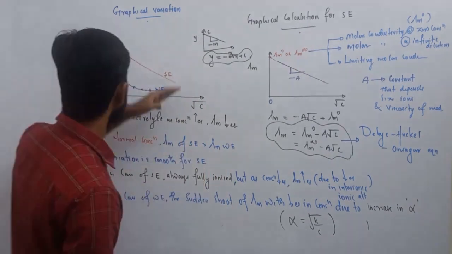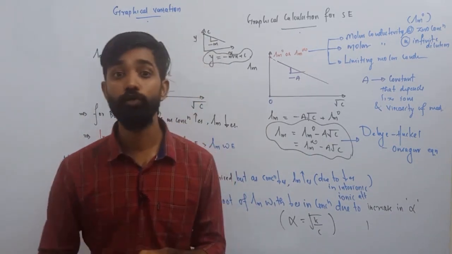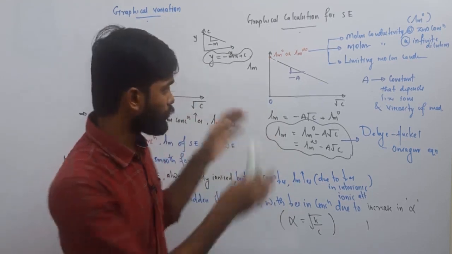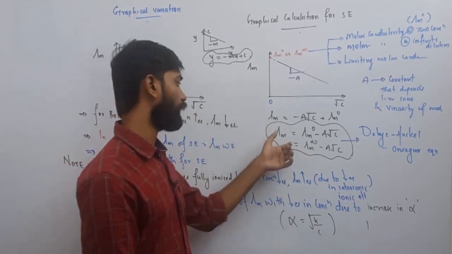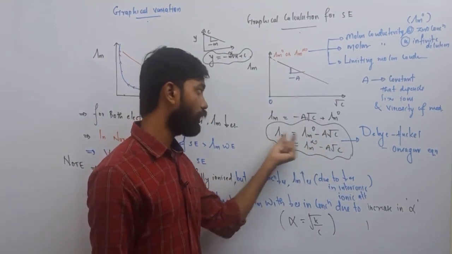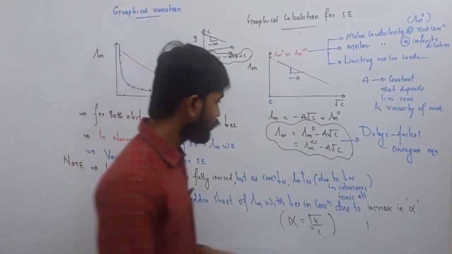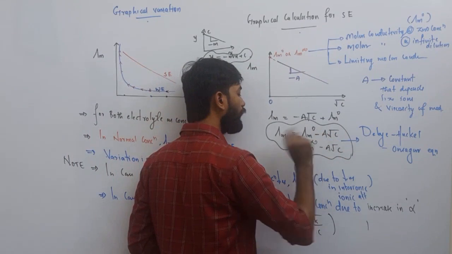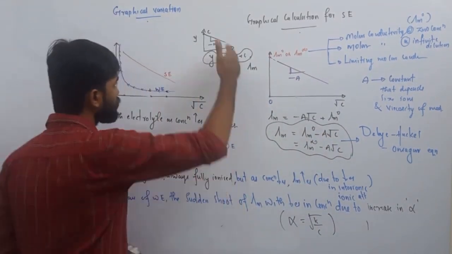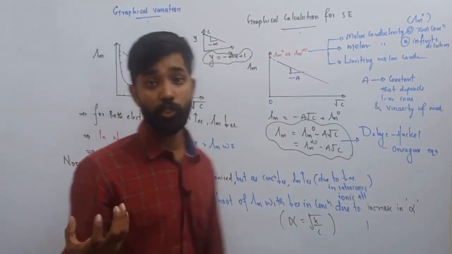But we can't derive an equation for a weak electrolyte because its variation is not smooth. So we simply use Kohlrausch's law for the calculation for a weak electrolyte. But for a strong electrolyte, if we know the C and A of that electrolyte and the limiting molar conductivity, then we can easily calculate the molar conductivity at any concentration. Since its variation is smooth, it is very easy. But for a weak electrolyte it is somewhat difficult because its variation is not smooth.